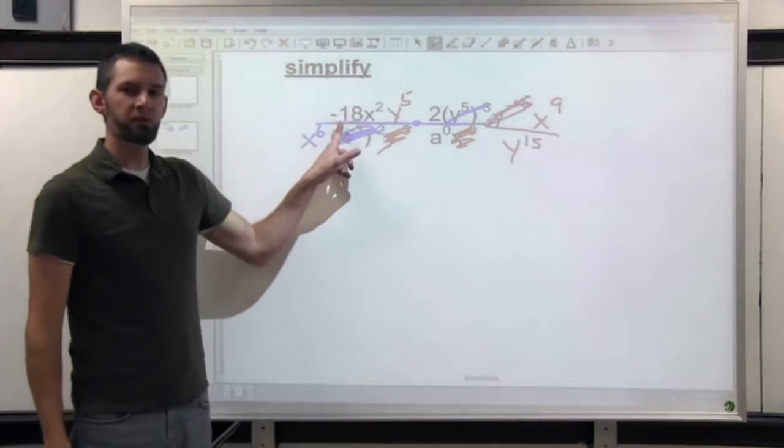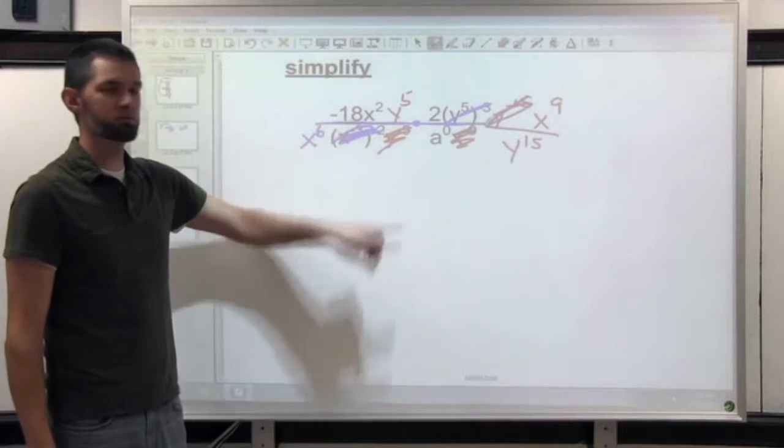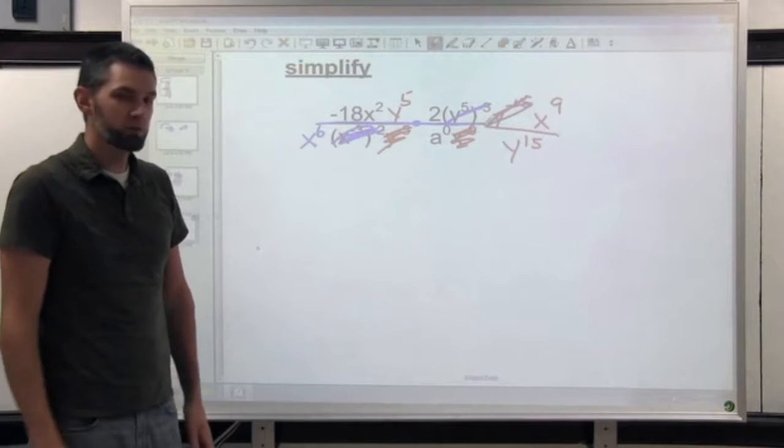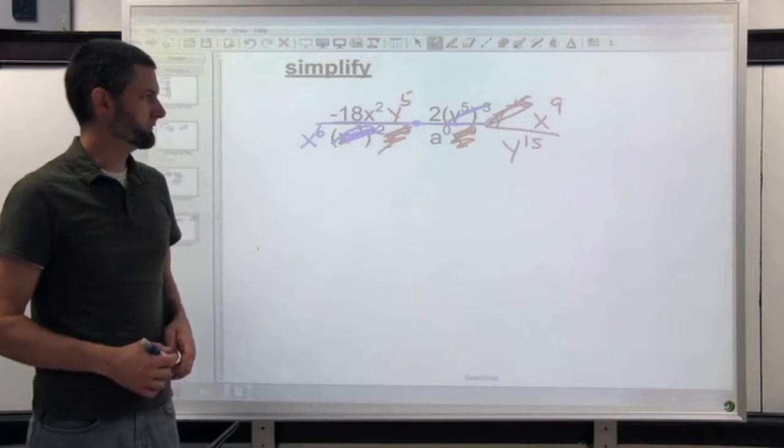Now, why don't I move that one? Well, because it's not a negative exponent, it's a negative number. Numbers we don't move. It's powers that are negative that we move.